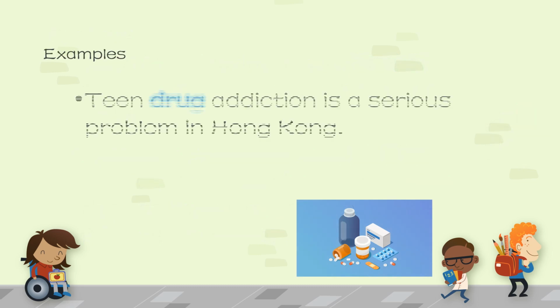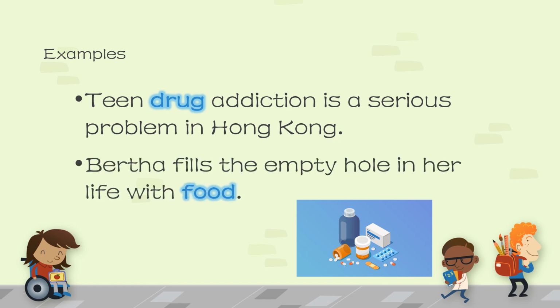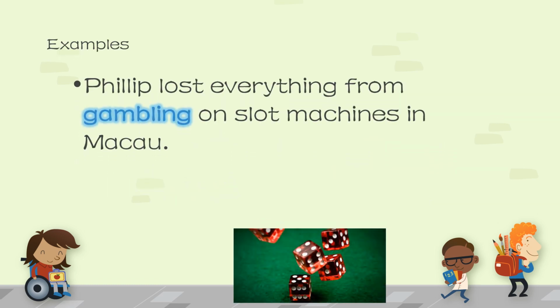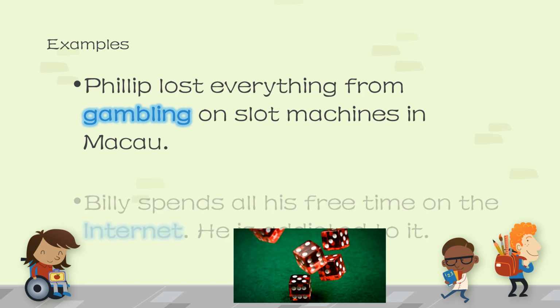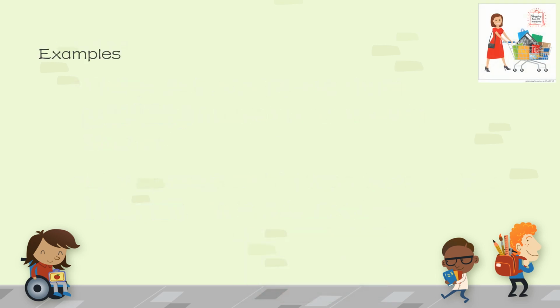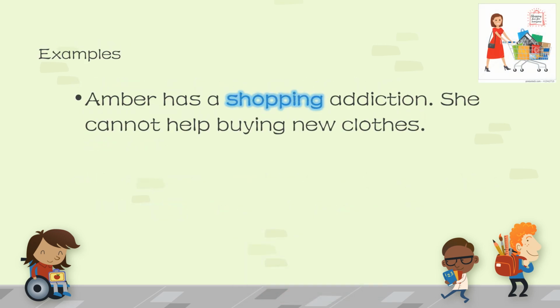Next. Teen drug addiction is a serious problem in Hong Kong. Bertha fills the empty hole in her life with food. Philip lost everything from gambling on slot machines in Macau. Billy spends all his free time on the internet. He is addicted to it. Amber has a shopping addiction. She cannot help buying new clothes.